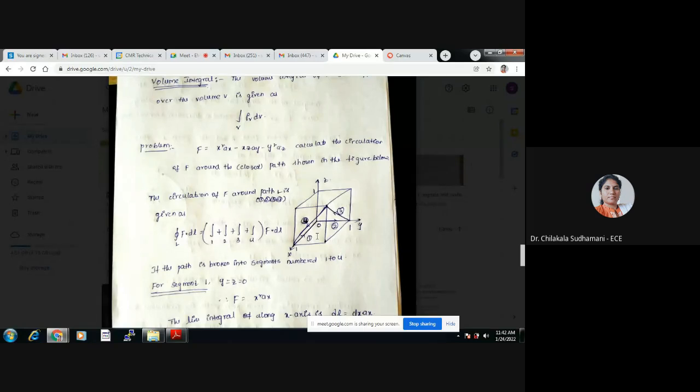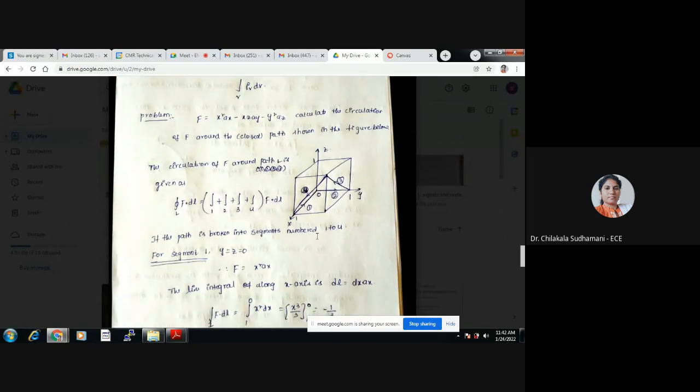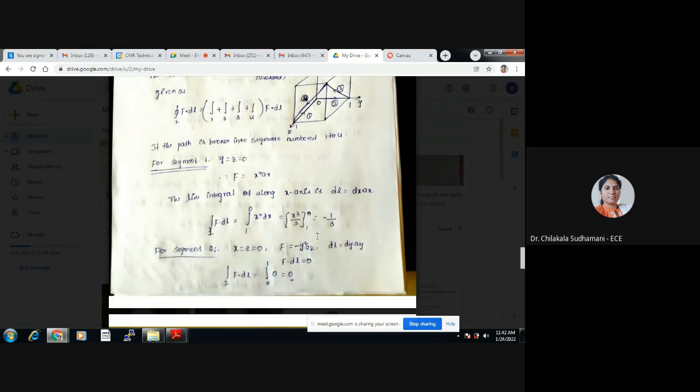Substitute in f. If we substitute in f, we will get only one component, that is x square ax. So integrate. Line integral, right? Integral of f dot dl. So what are the limit values for line 1? Maximum is 1 and minimum is 0. So integral from 0 to 1 of x square dx. If you simplify, you'll get the line 1 integral, segment 1 integral.